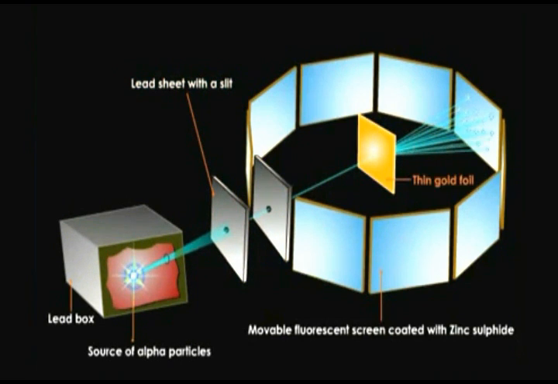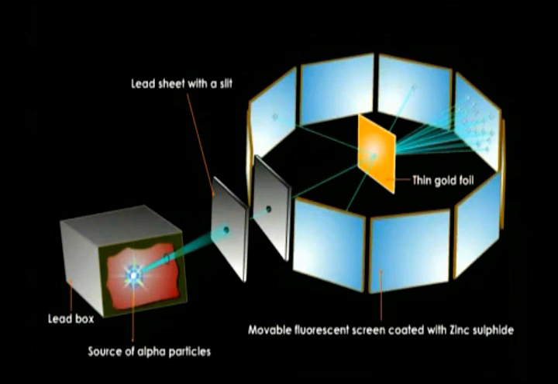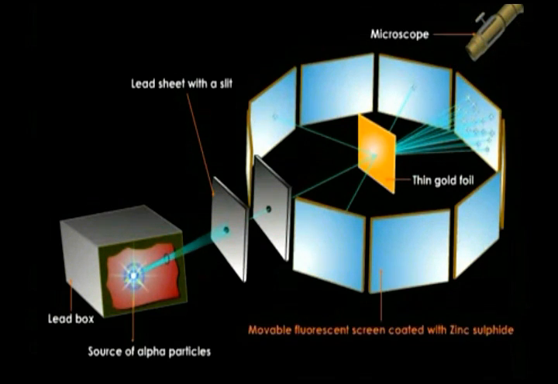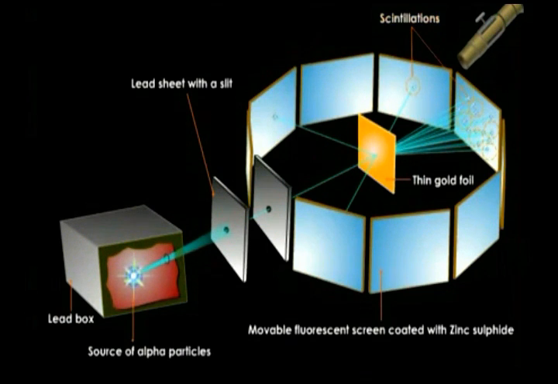Around the gold foil, a circular screen was arranged to identify these alpha particles. This screen was coated with zinc sulfide. When alpha particles struck this screen, we get scintillations. With the help of those scintillations, we can identify the position of alpha particles, that is, in which direction the alpha particle has traveled. A microscope was also arranged to record the position of these alpha particles.